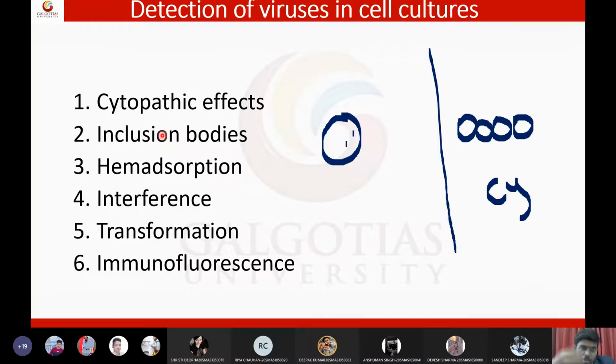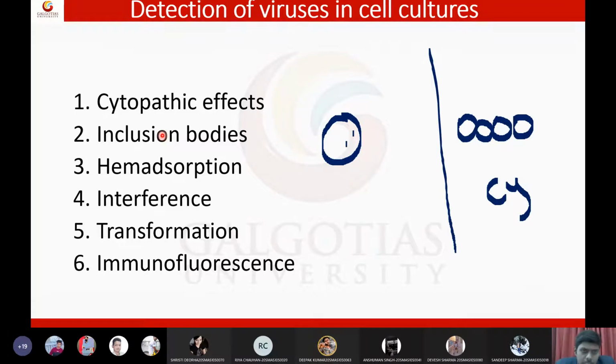Then inclusion bodies, we have intranuclear and intracytoplasmic inclusion bodies, whereas nuclear are further divided into acidic and basic, and both acidic and basic are further divided into Cowdry type A and Cowdry type B. So they are the inclusion bodies. And a few examples of inclusion bodies are Negri bodies seen in rabies infection. Okay.